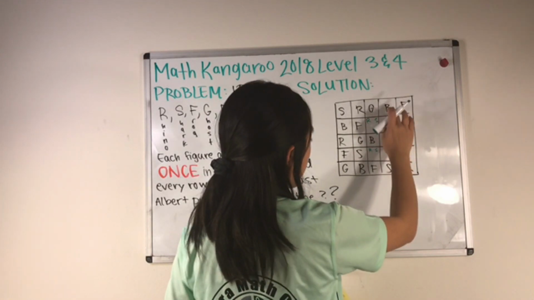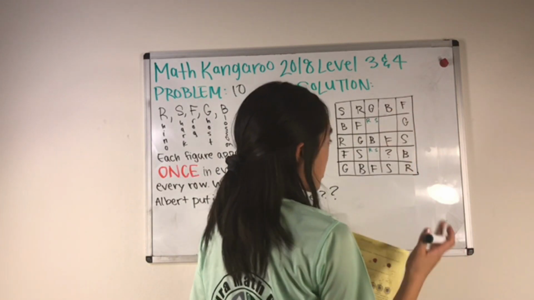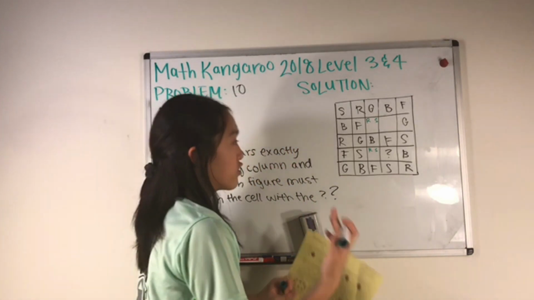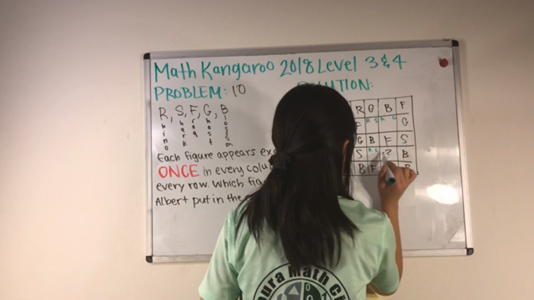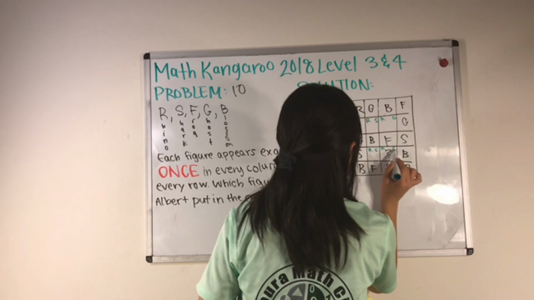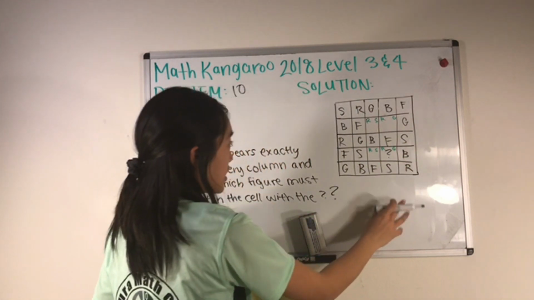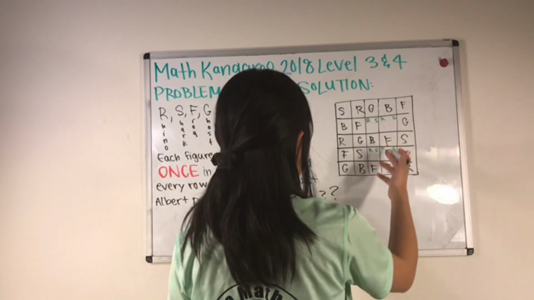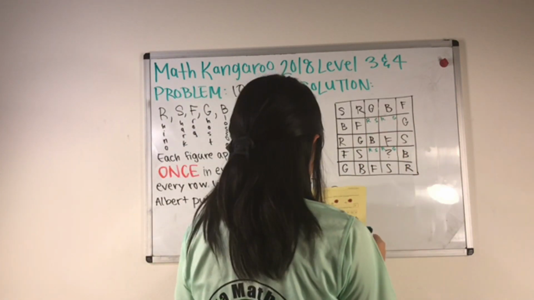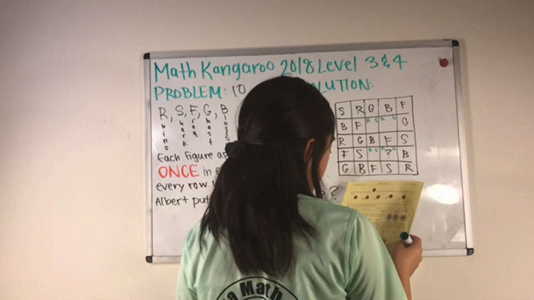Now let's look over here. We have B, F, and S. So what letters are we missing? We're missing R and G. So now we could put R and G. R and G. Now if we look in these rows, any one of these 4 boxes could be an R. So we need to basically pick wisely.